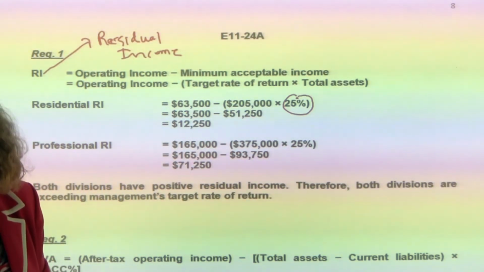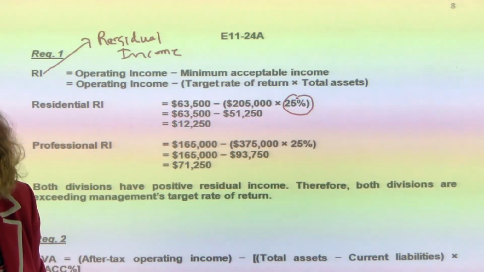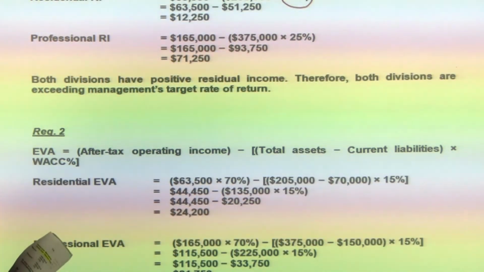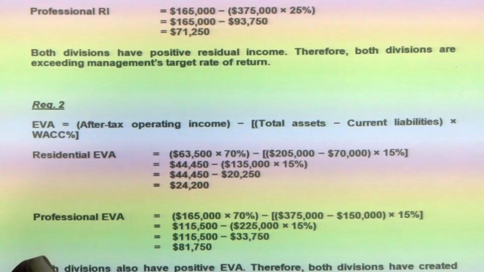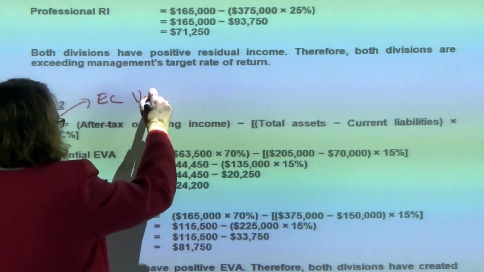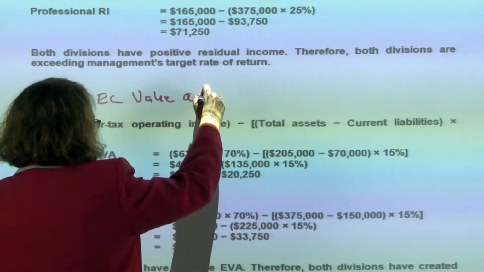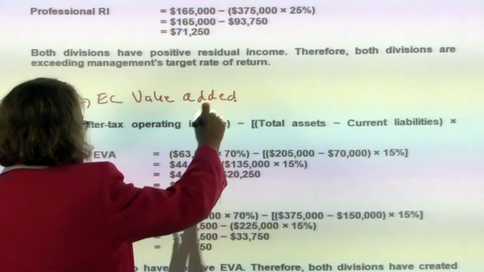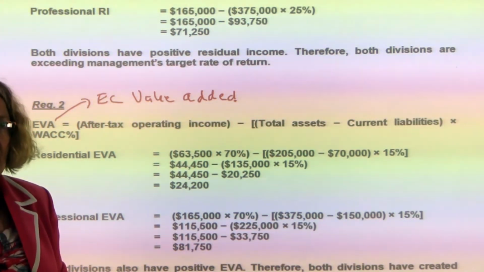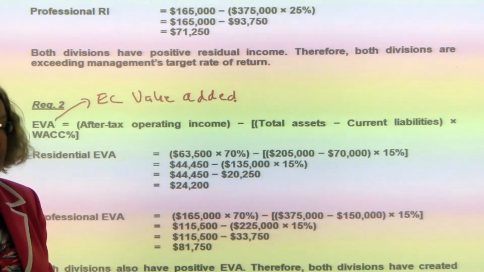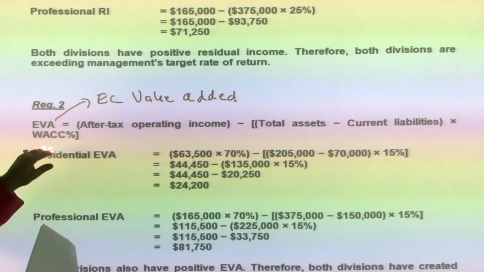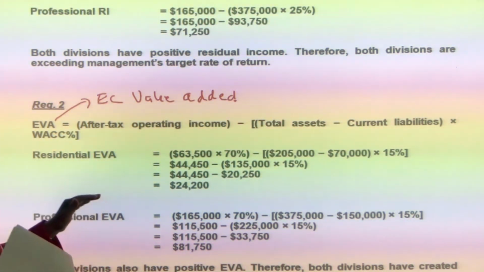So the next one we're going to look at, requirement 2, is to calculate the EVA, so your economic value added. EVA is economic value added. So this is another way to evaluate the performance of a company and of the divisions within a company. So here you are going to have to memorize this formula. There's no way around that.